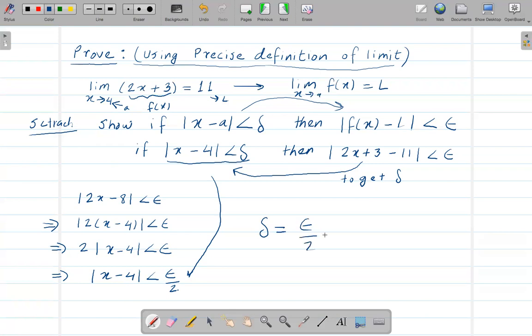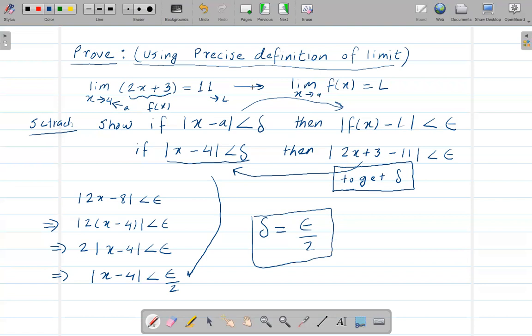Okay? So one thing you need to understand is that scratch work goes from the absolute value of f of x minus L less than epsilon to the absolute value of x minus a less than delta, to get the equation of delta. So I got the equation of delta, which will be epsilon over 2. That's only for this. But you guys still need to show me this scratch work. If you don't show me your scratch work, you will lose points.